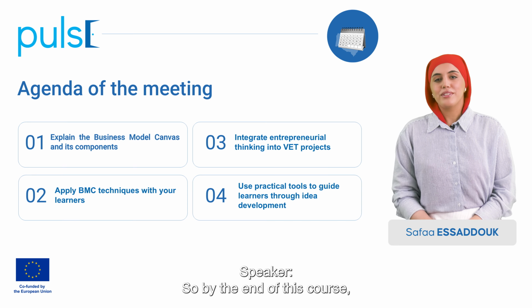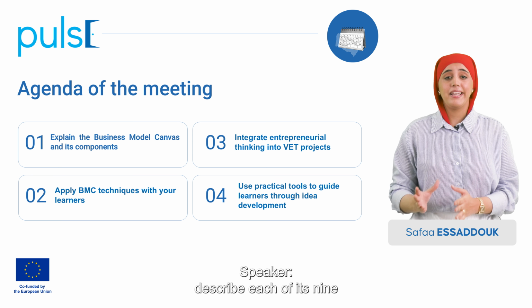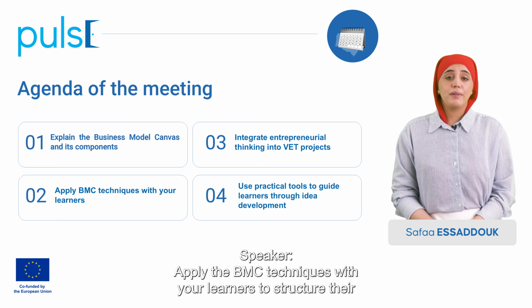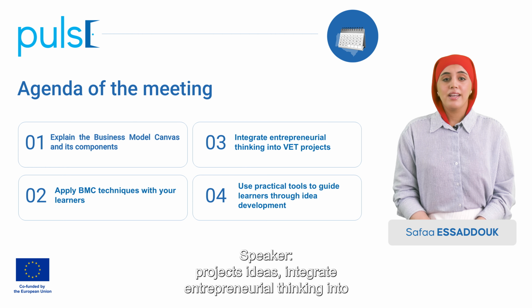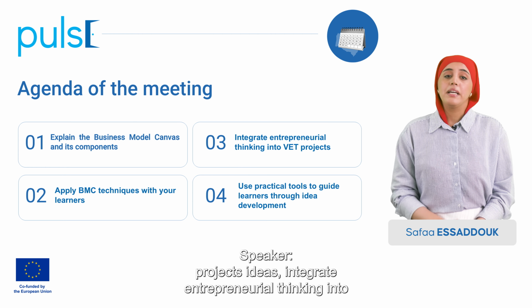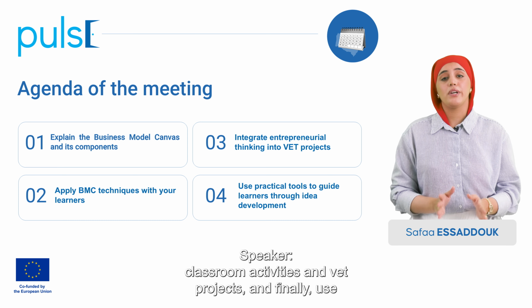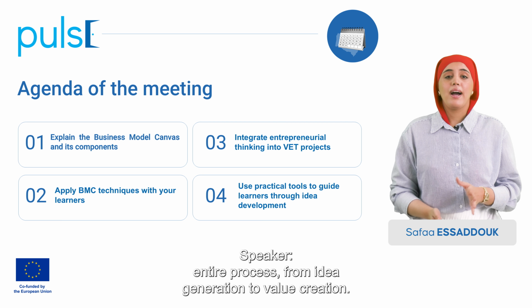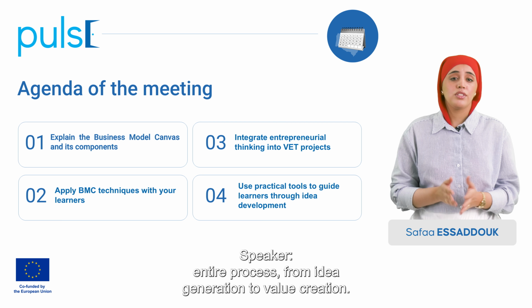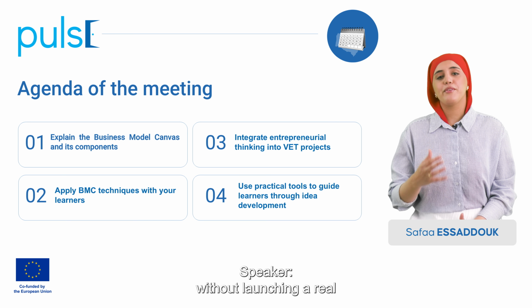By the end of this course, you'll be able to explain what the business model canvas is and describe each of its 9 components. Apply the BMC techniques with your learners to structure their project ideas. Integrate entrepreneurial thinking into classroom activities and VET projects. And finally, use practical teaching tools to guide your students through the entire process from idea generation to value creation. This course is all about making entrepreneurship tangible in vocational education, even without launching a real business.